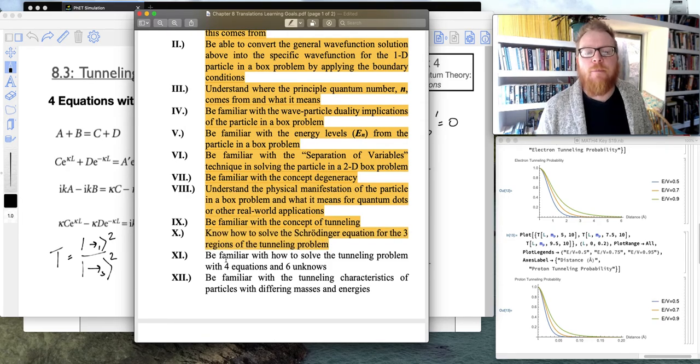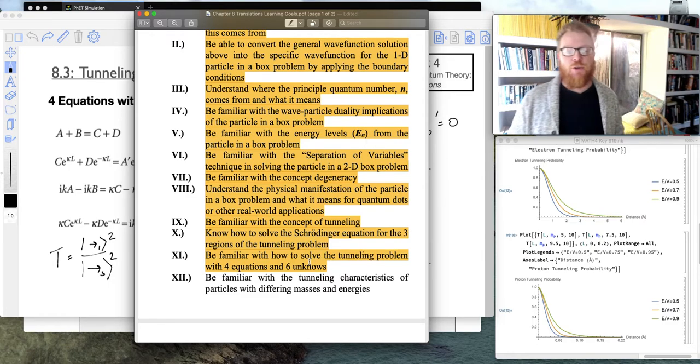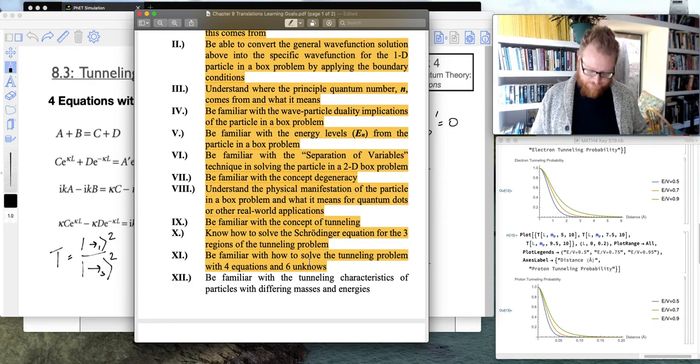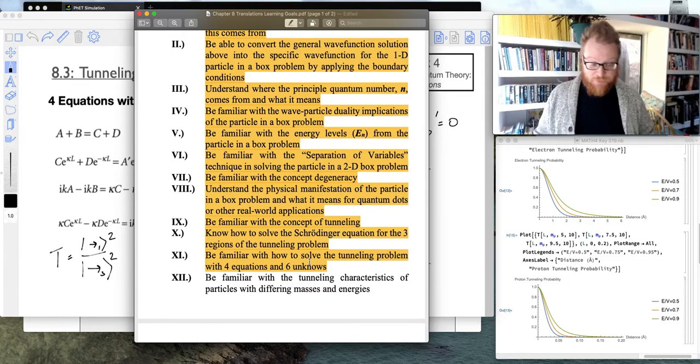Be familiar with how to solve the tunneling problem with 4 equations and 6 unknowns. Again, be familiar. You don't have to write a PhD thesis on it. And also recall, and I'm going to review this in just a moment, we were able to reduce the 4 equations and 6 unknowns to 5 equations and 5 unknowns. That's what I want you to be familiar with. And the last thing I'm going to discuss today is the tunneling characteristics of particles with differing masses and energies.